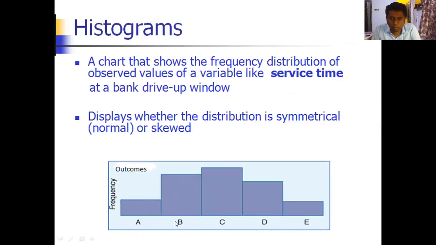So from the histogram you can understand the frequency distribution, and you can also check whether it is symmetrical or it is skewed, that you can also identify from your histogram. Okay, whether the distribution is symmetrical or not, that could be understood from your histogram.